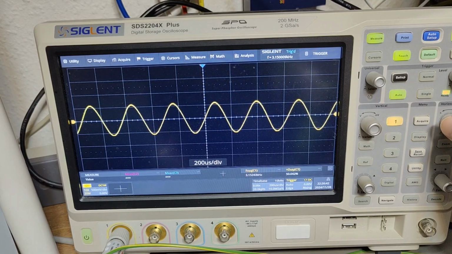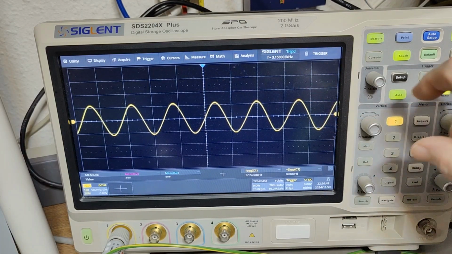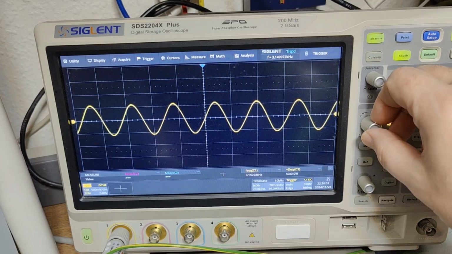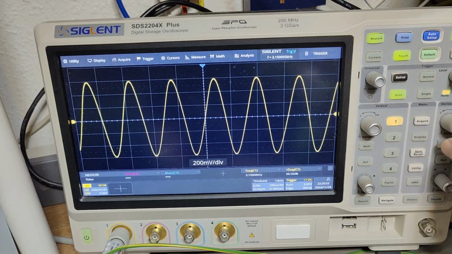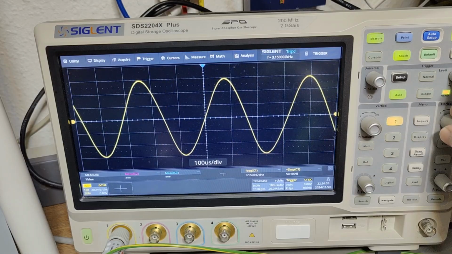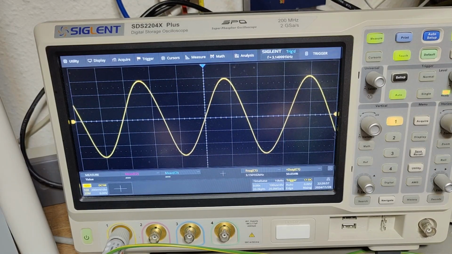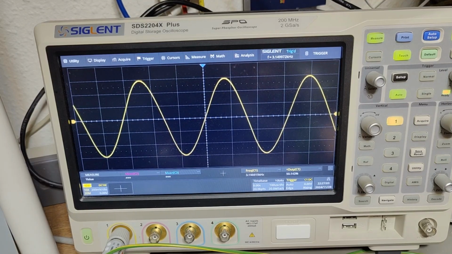Okay, so there you have it, 315. It is a little bit distorted, I would say, but that is not super important because this is not a harmonic analyzer or anything like that. So here you have the frequency output is working.